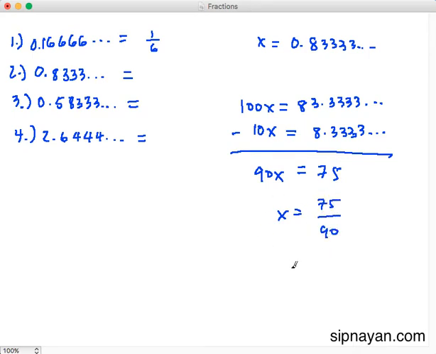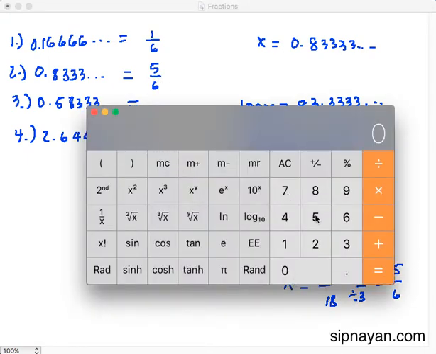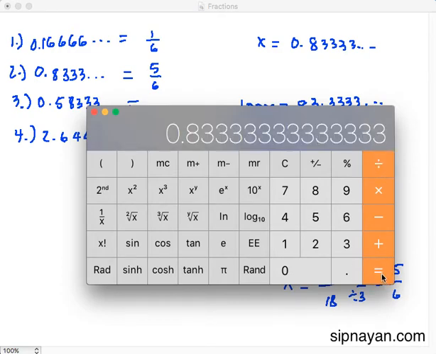Ano bang pwede natin i-divide sa dalawang yan? By 5? 75 divided by 5 is 15. Tama ba? 15 over 90 divided by 5 is 18. So pwede tayo ulit mag-divide ng 3. We have 5 over 6. Okay, so 5 over 6 pala ito. Check na natin kung tama yung ating computation. We have 5 over 6, 0.83333 and so on. Okay? So tama tayo. Let's have the third number.